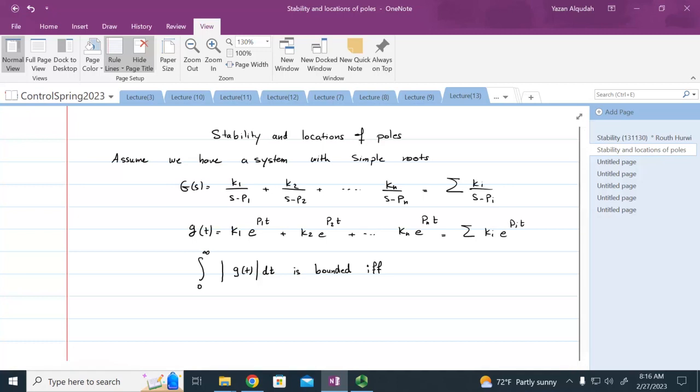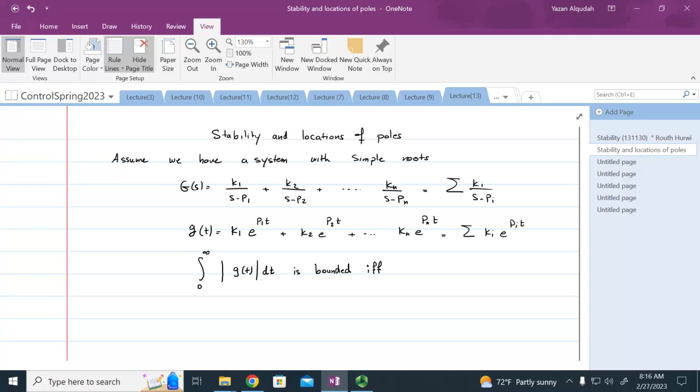When is the result finite, and what is the condition on P1 to Pn for that to be the case? They have to be negative. Does that make sense? If I integrate e to the negative 5 multiplied by t, it's going to be finite. If I integrate e to the 5 multiplied by t, it's going to go to infinity.